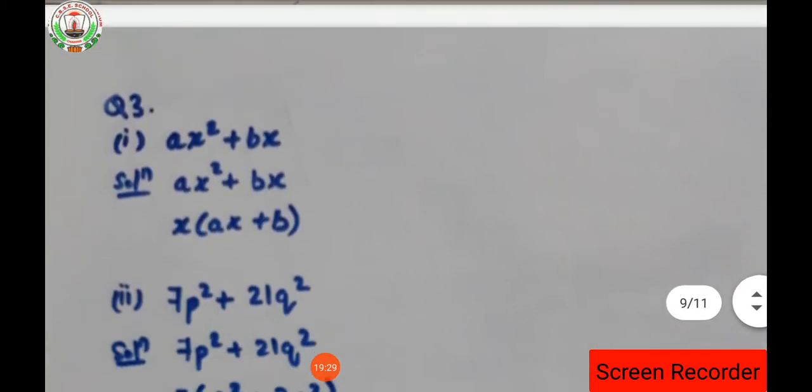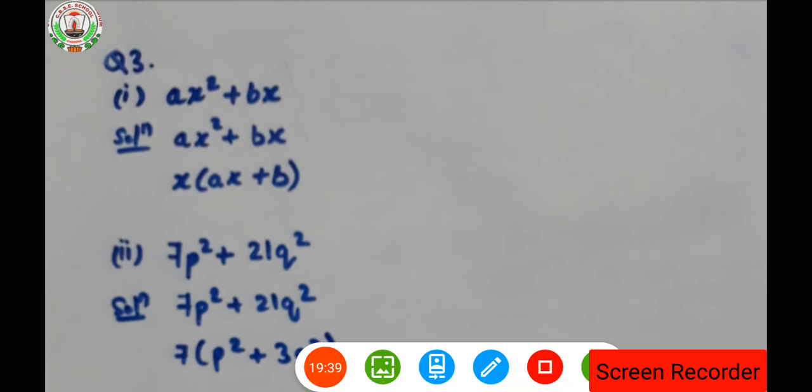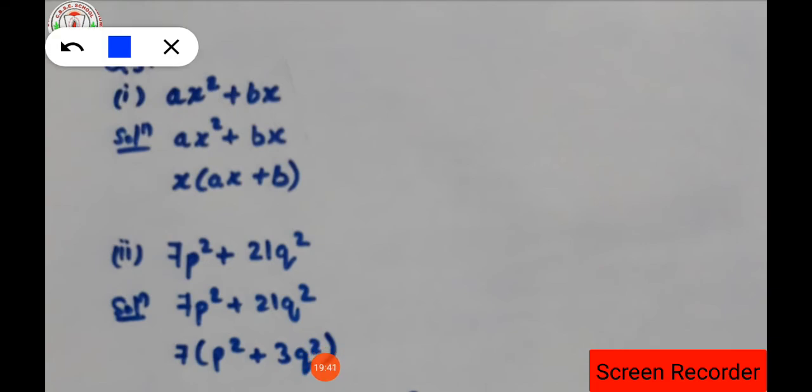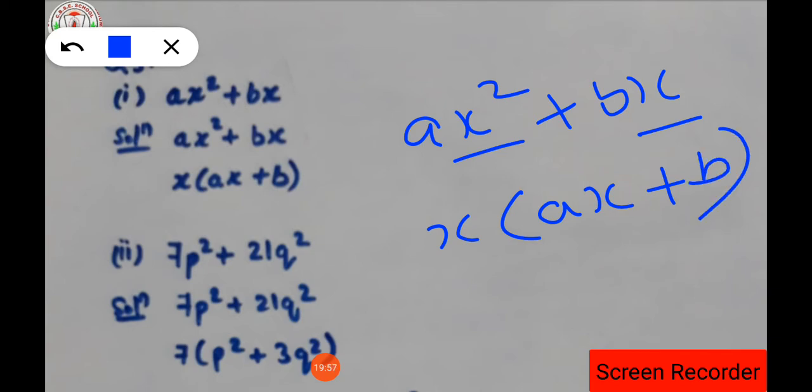Next, question number 3. What we have to do here? We have to again factorize. Okay, so ax square plus bx. So what can we take common? Ax square plus bx we are having, here x, here also x. Can x be taken common out? Of course it can be taken common out. So what is the number left out inside the bracket? That is ax plus b, isn't it? So this is left out.